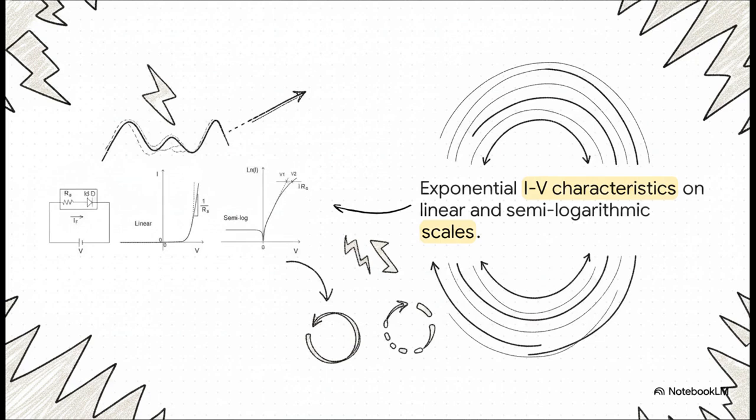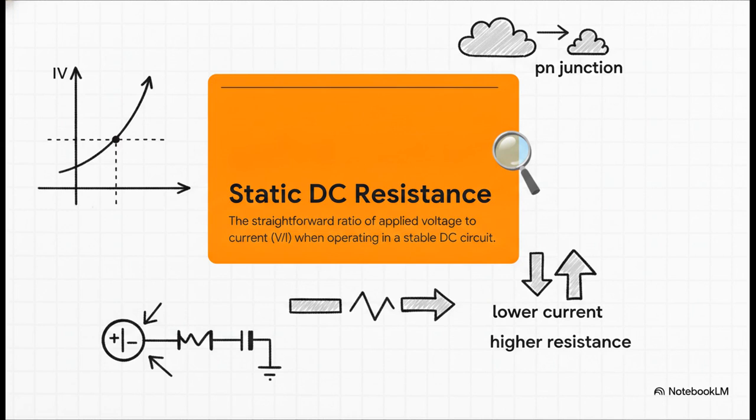That average AC resistance, by the way, is a huge deal for large signal analysis. You find it by simply calculating the change in voltage over the change in current, delta V over delta I, between two distinct widely spaced points on the curve. But let's start simple with DC. DC, or static resistance, is exactly what it sounds like. It's the resistance of the diode sitting right there in a stable DC circuit. Super straightforward to calculate. You literally just pick your operating point on the curve and divide the applied voltage by the current. V divided by I. As a general rule of thumb here, the less current you have running through the diode, the higher its static DC resistance is going to be.